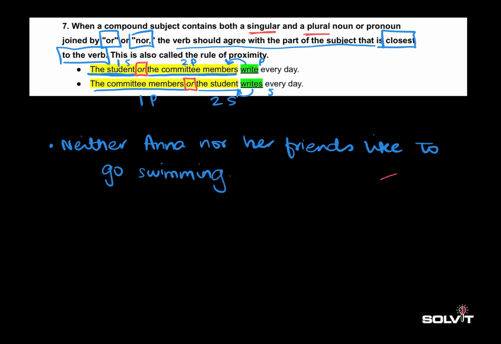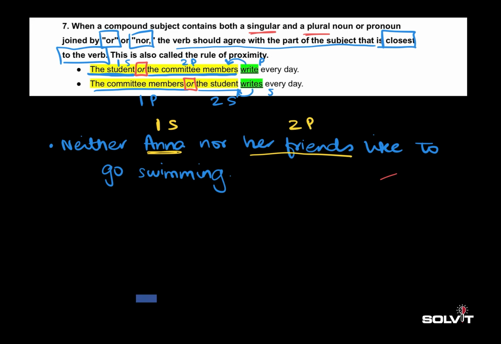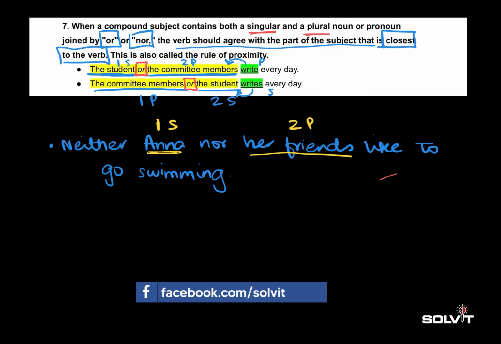So I have another example over here. Neither Anna nor her friends like to go swimming. So the subjects of this sentence are Anna and her friends. So the first one is Anna, which is singular. The second one is her friends, which is obviously plural, okay? And like to go swimming.